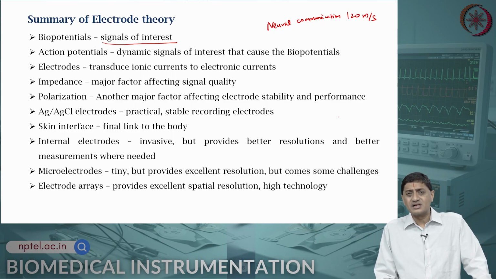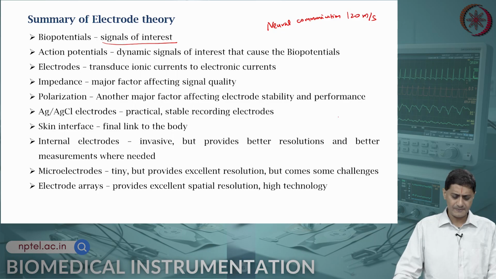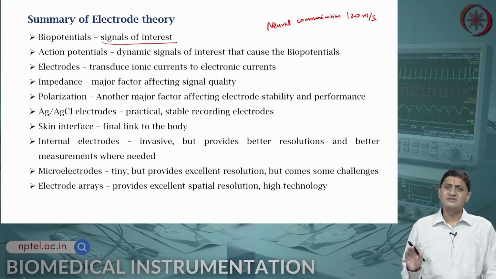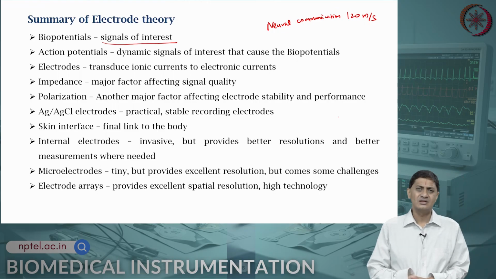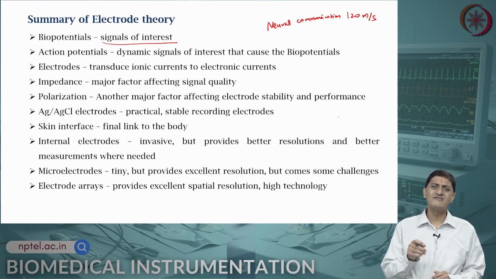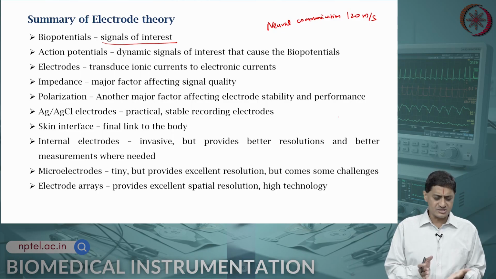Practical stable recording electrodes we have seen in the previous videos are these silver chloride electrodes. If you are interested in surface electrodes, the skin interface is the final link to the body. So, you place the electrode on the surface of the skin and apply a gel, for example. Of course, there are other challenges, as we already said: shaving, abrading, applying alcohol, applying gel, just to minimize skin impedance.